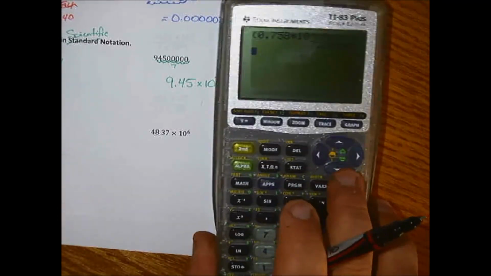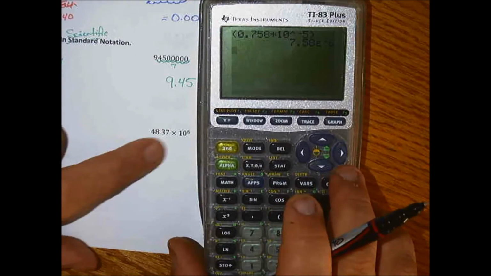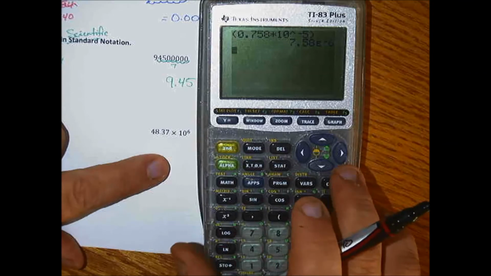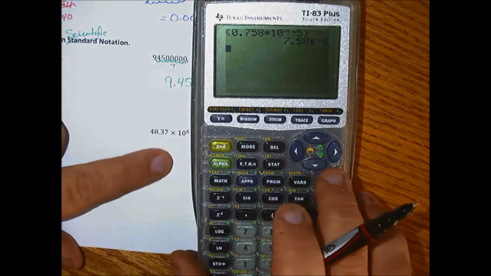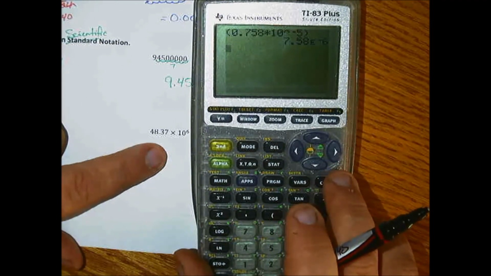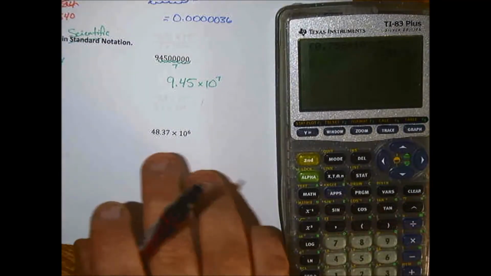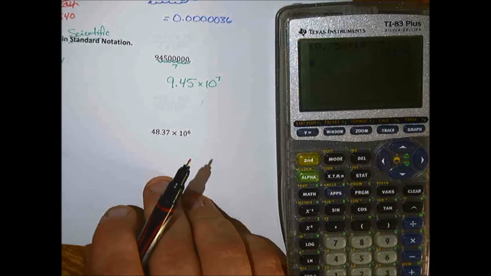Another way that you could do these problems would be to simplify this out, write it in standard notation, and then go back to scientific if you wanted to. That's the way that you can do it to never be wrong, as long as you do the process correctly. But go ahead and pause the video, try this problem, either on a calculator or by hand.